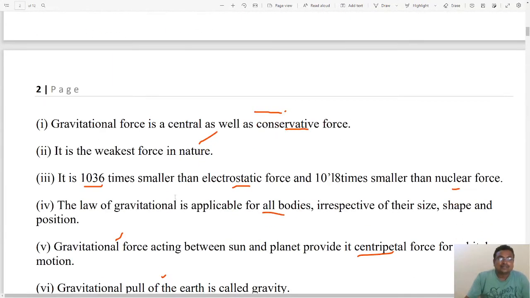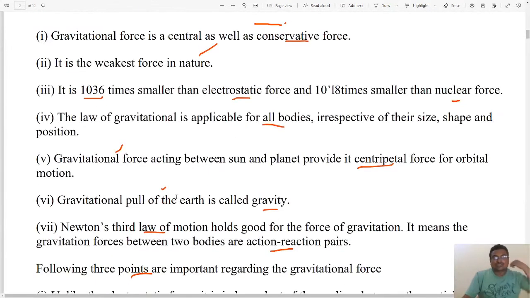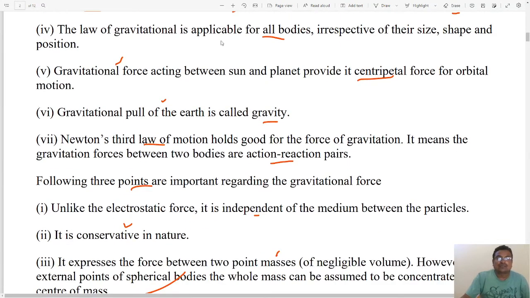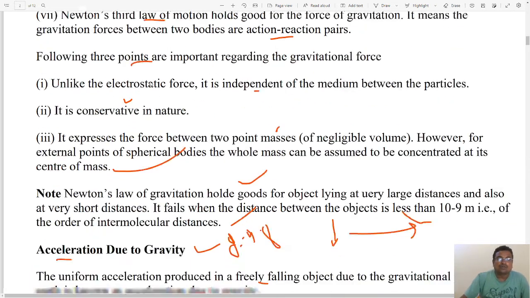Some properties of the gravitational force: it is a conservative force, the weakest force, and it is applicable for all bodies. The gravitational force between the sun and planet provides the centripetal force. The gravitational pull of Earth is called gravity, between Earth and object. The third law: action and reaction must be equal and opposite.